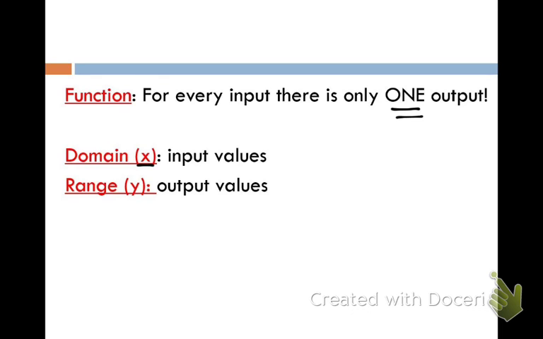The domain will always be your x, and this is going to be your input values. So the x or the domain and input values are all the same thing. Your range is going to be the y, and that will be your output values, or what comes out after you put something in.